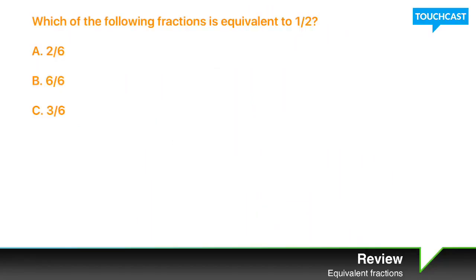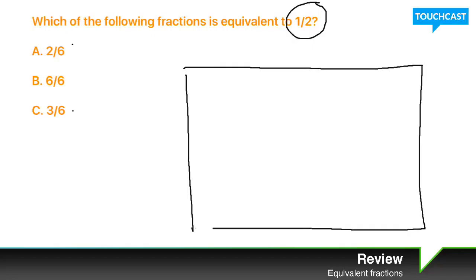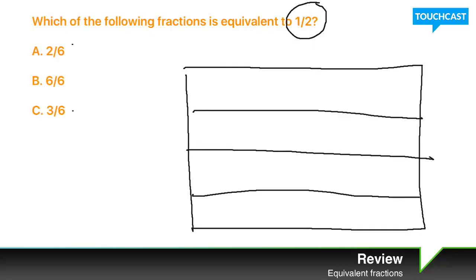Alright, which of the following fractions is equivalent to 1/2? You know what to do. You absolutely do know what to do. So you have 4 fractions. Draw your big fraction bar. You need 4 of them. 2 over 6, 6 over 6, and 3 over 6. This is the main one we're comparing against. Pause the video. Go ahead and solve. Meet you on the other side.